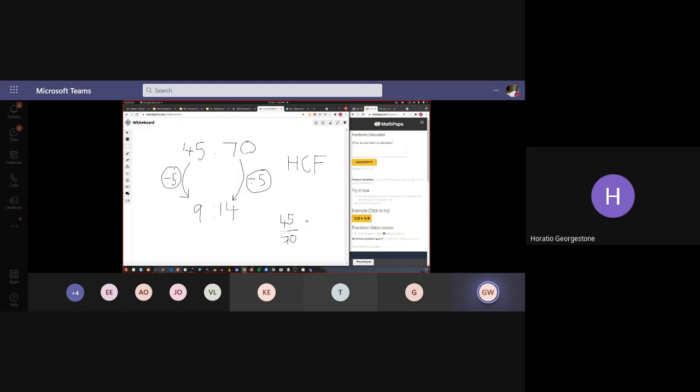But it's really important that you realize this fraction here is not another way of writing this ratio here. Okay, 45 out of 70 has nothing to do with the ratio 45 to 70, because out of means out of the total. The total here is not 70, it's 115. So 45 out of 70 is not the same thing as 45 to 70.